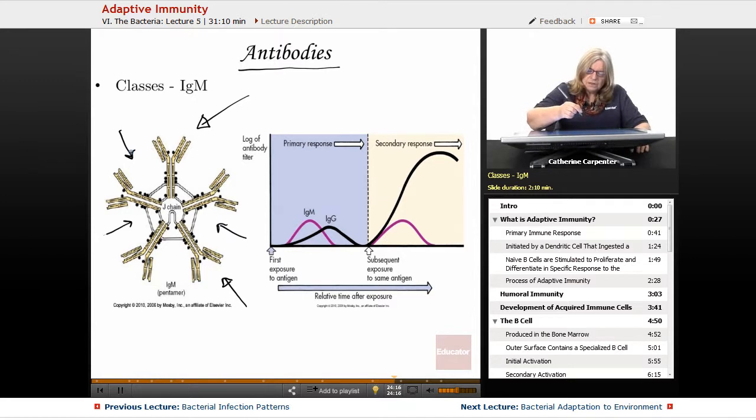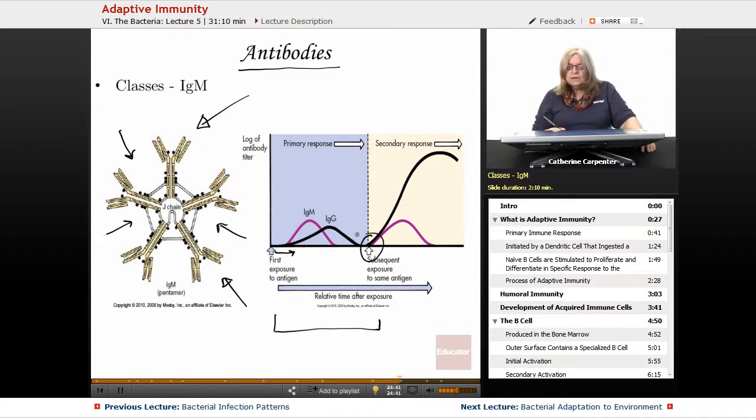So what happens in our first exposure is it takes a period of time for our immune cells to recognize the pathogen and then go through differentiation. The second response, the second time we're exposed to that pathogen, we don't have any lag time. We are just primed and ready to go. So the presence of antibodies, the IgM and the IgG, get immediately launched.